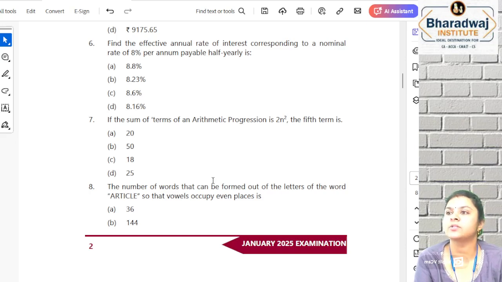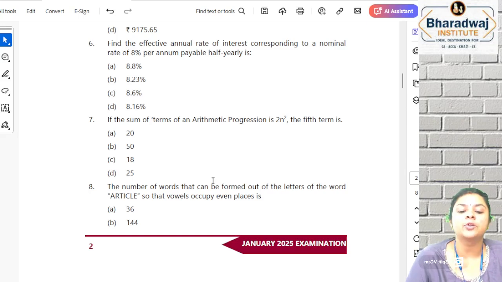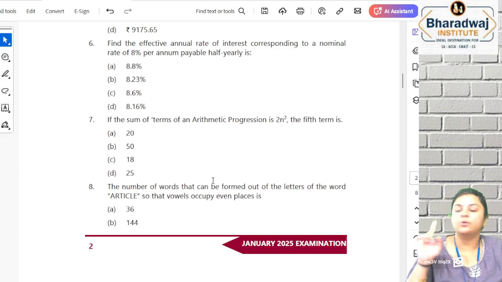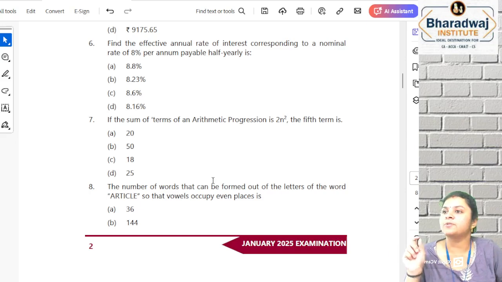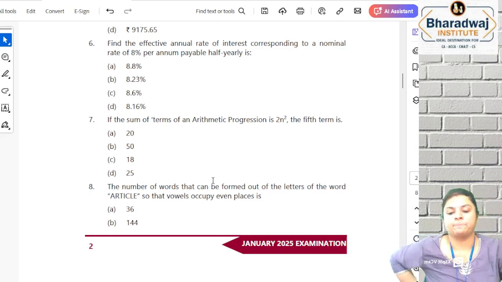Next. If the sum of n terms of an AP is 2n square, the fifth term is, I think we have already solved this question in the class. The answer will be 18. We have solved this in the AP GP class already. So how did we solve it? A quick recap. 2n square is the sum of n terms, so we substitute n as 1 and you will get A. Substituting n as 2 you will get the value of A plus D, from where you can find D. Then we can find the fifth term as A plus n minus 1 into D.